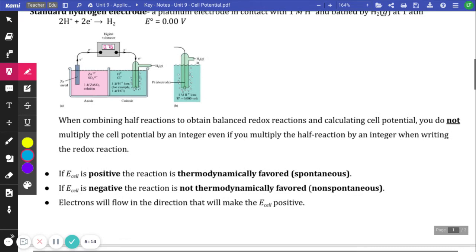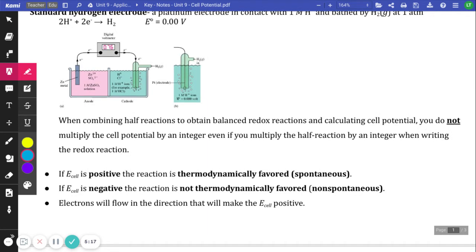One thing to note is that sometimes what we're going to be doing when we are combining these reactions is going to look a lot like Hess's law. Again, we're balancing redox reactions, not really Hess's law. I don't know why I said reduction. We're balancing redox reactions and then calculating the cell potential.